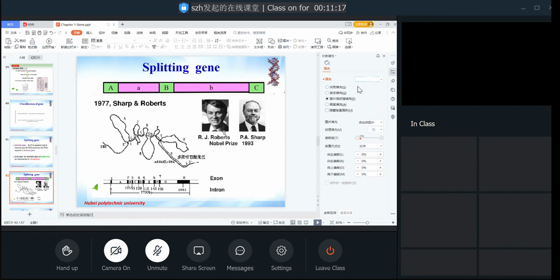So you can see how I list Sharp and Roberts. These two famous scientists found this kind of gene and received the 1993 Nobel Prize. And they found that in eukaryotic organisms, the structural genes are always discontinuous. Here, my students, write it down and remember.